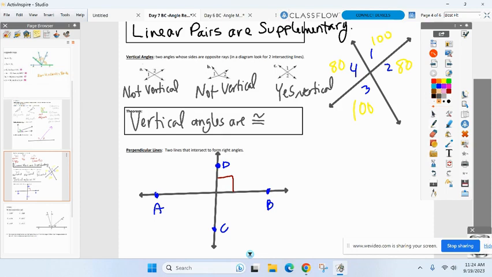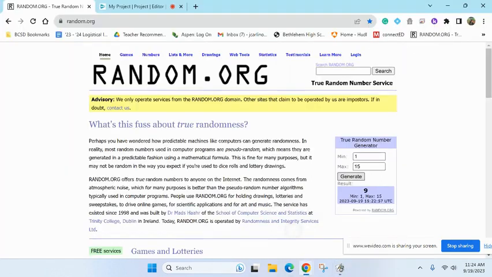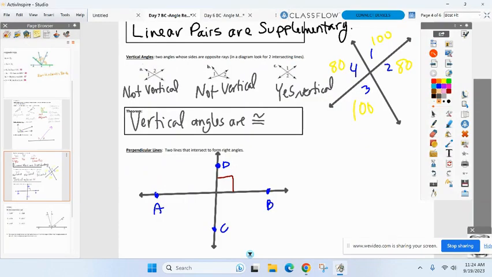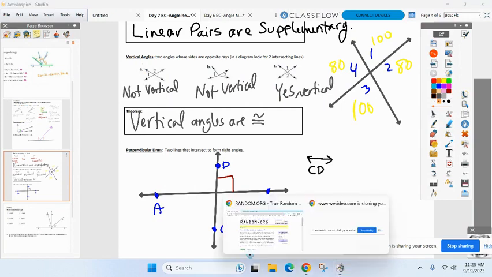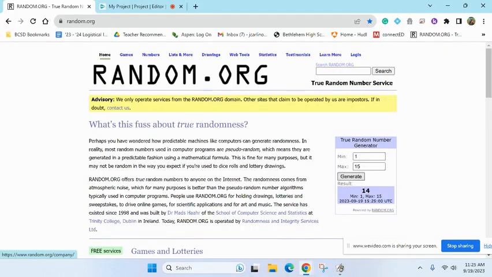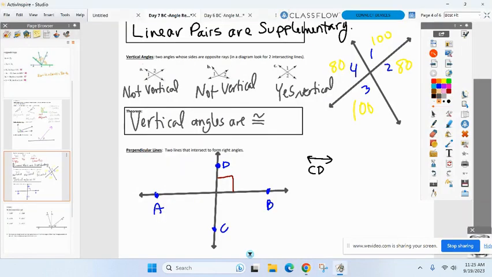So how do I write this mathematically, right? Because we always want to write stuff symbolically. Name one of the lines for me so I can write it down. Here you go, Haley. Name one of those lines for me. Okay, so we know how to write that now. By this point in the unit, we better. Line CD, and what's the other line? Gianna? Line AB. All right, now, how do I write that they're perpendicular?